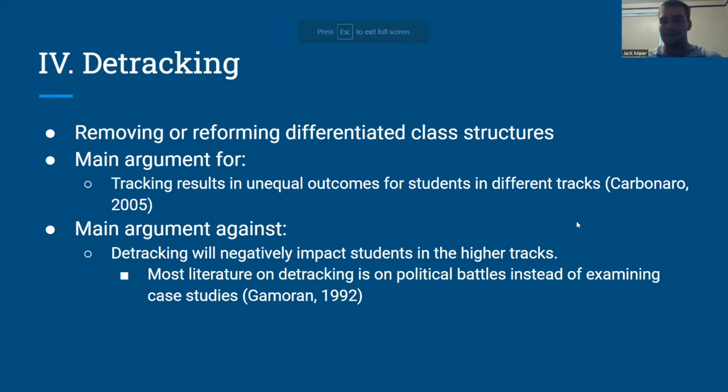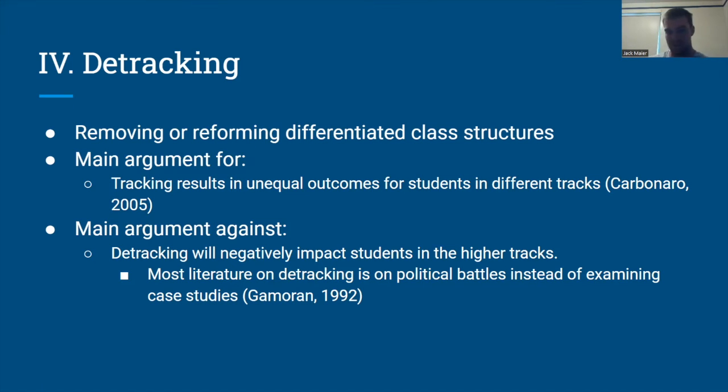Hello, my name is Jack Mayer, and I'm going to be talking about detracking. So hopefully at this point you see tracking as a more complicated thing than you did at the beginning of the presentation. Detracking is the idea of removing tracking from a school, so taking away the differentiated class structures. The main argument for this is in terms of equality. Tracking results in unequal outcomes for students in different tracks. The main argument against it is that it will negatively impact students in the higher tracks. The parents get mad about that for the students in the higher tracks.